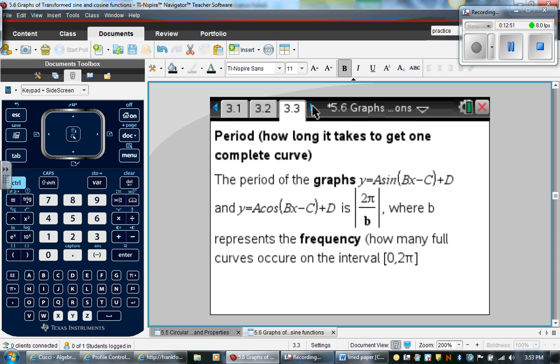Okay, so from frequency, we find something called period. Period is how long it takes to get one complete curve. Not how many, but how long, okay? The period of a graph, you can get from the formula 2 pi divided by b, where b is the frequency, or how many full curves happen between 0 and 2 pi. Okay, so 2 pi divided by b, that's how we find how long it takes to get one full curve.